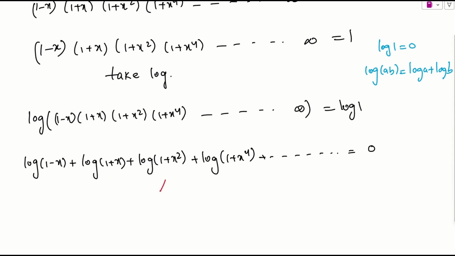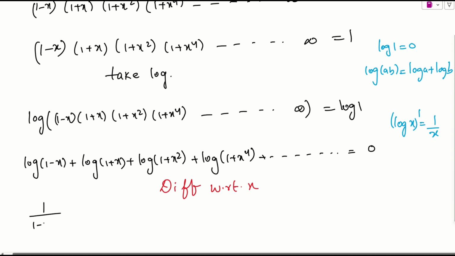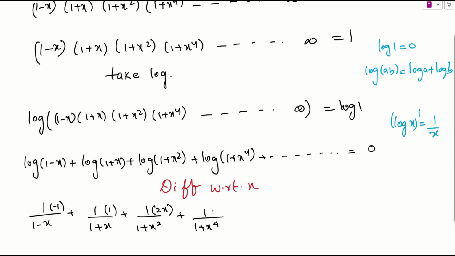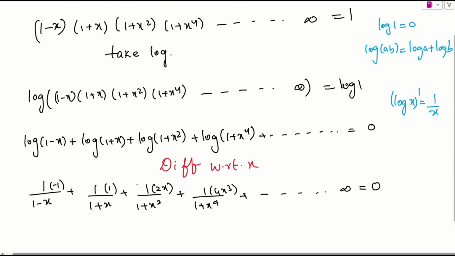Now what should we do? Let us differentiate. Why? Because our question is different, right? If I differentiate this function with respect to x, log x derivative, let me write that also. We already know that log x derivative will be 1 by x. So log of (1 minus x) derivative will be 1 by (1 minus x), and the derivative of 1 minus x will be minus 1. This is 1 by (1 plus x), and x derivative will be 1. This is 1 by (1 plus x square), and x square derivative will be 2x. Plus log x derivative will be 1 by (1 plus x power 4), and x power 4 derivative will be 4x cube. Plus and so on up to infinite terms must be equal to what? Constant term derivative will be again 0. Any doubts in this?